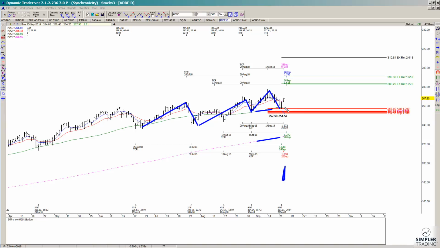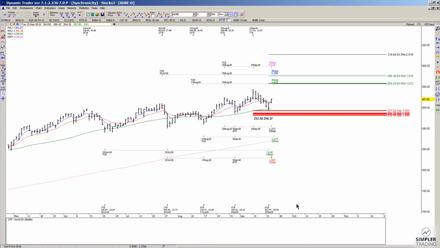And we wanted to look for some buy triggers here because we know that if it held one of these areas, we could look for a 1272 extension as a target for the trade. So we ended up testing one of the lower levels of support in Monday's session.